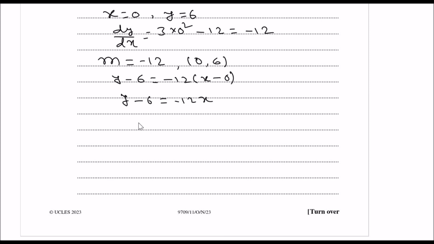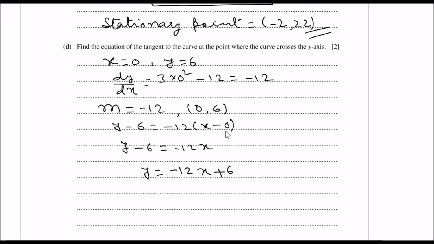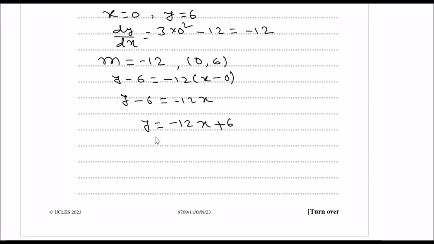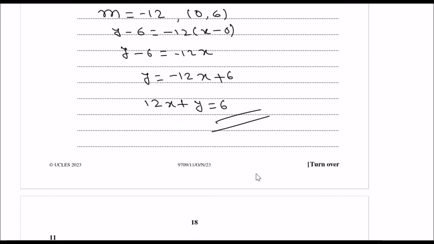So you can write y equal to minus 12x plus 6. We can also write 12x plus y. Let us check if they are asking in any particular format. They are not asking in any particular format. We can leave it here, or we can write like this: 12x plus y equal to 6. So any format is acceptable. So this is your answer.